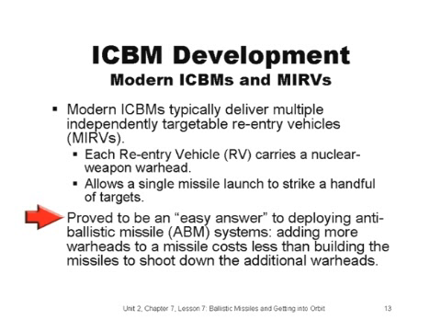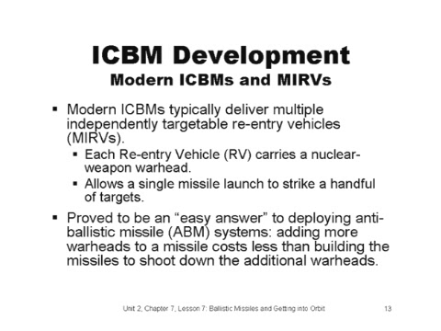The MIRVs also provided an easy answer to put more anti-ballistic missile, or ABM systems, into action. Adding more warheads to a single missile typically costs less than building the missiles to shoot down the additional warheads. Low-flying guided cruise missiles can be used instead of ballistic missiles.